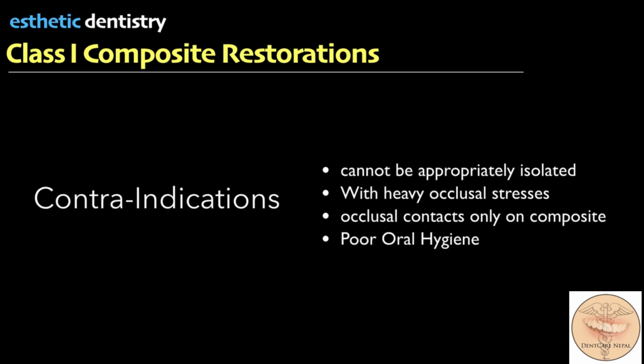When talking about the contraindications of composite restoration: when the operating site cannot be properly isolated. Okay, isolation is the most important part of any composite restoration. Whenever there are heavy occlusal stresses in patients with parafunctional habits, or when all the occlusal contacts are only on the composites. And poor oral hygiene is also one of the contraindications of using composite restorations.